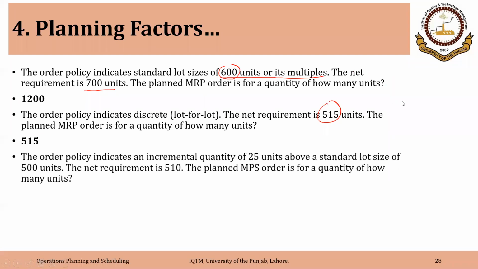Okay, another question. The order policy indicates an incremental quantity of 25 units above a standard lot size of 500. The net requirement is 510. The planned MRP order, in fact it should be MRP order, is for a quantity of how many units? So whenever there is a requirement, we will place an order of 500, but above 500, we will have multiples of 25. So in this case, the requirement is 510, so we will place an order of 525.